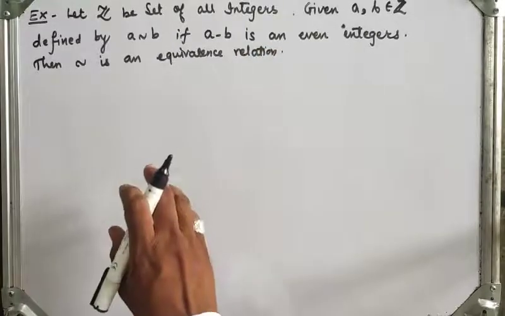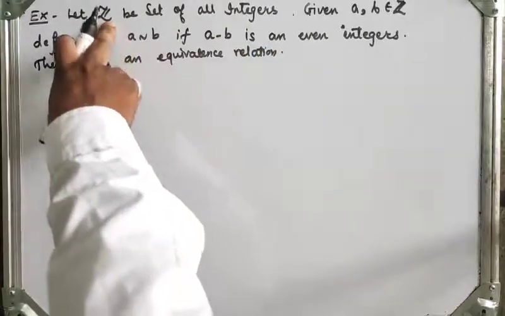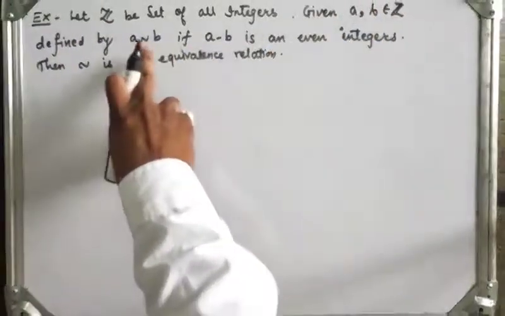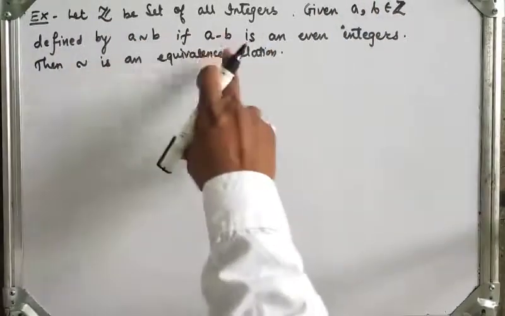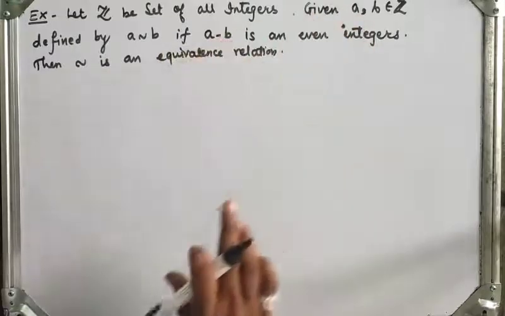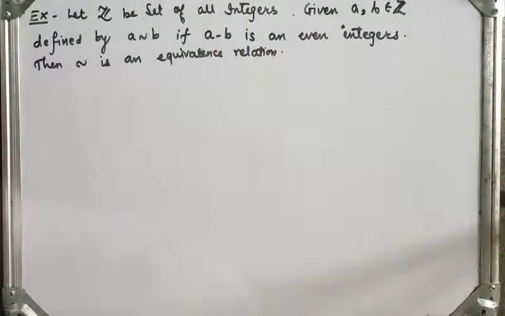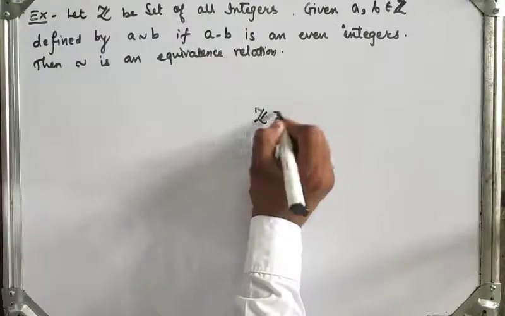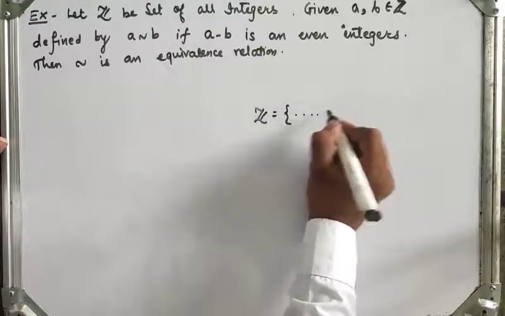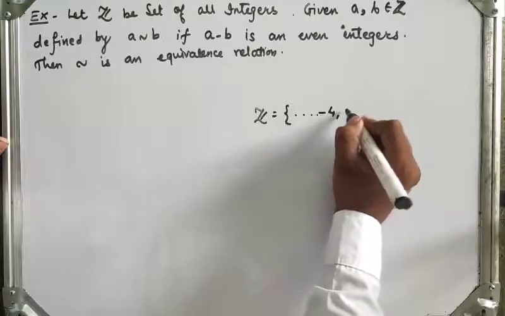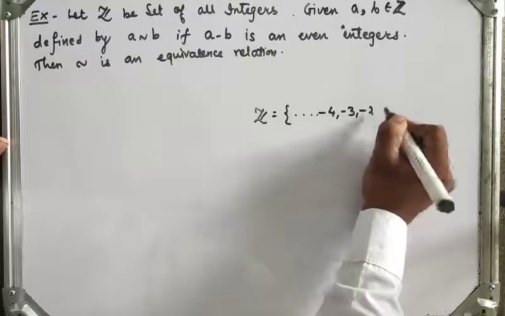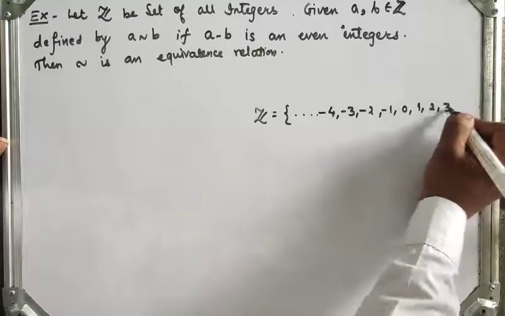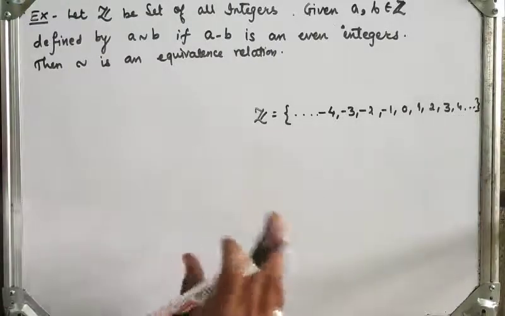So what is the given relation here? Here Z is the set of integers and a, b belong to the set of integers such that a is equivalent to b if a minus b is an even integer. So what are even integers and what are odd integers? Let's see. Z is the set of all integers, suppose -4, -3, -2, -1, 0, 1, 2, 3, 4 and so on. This is the set of integers.